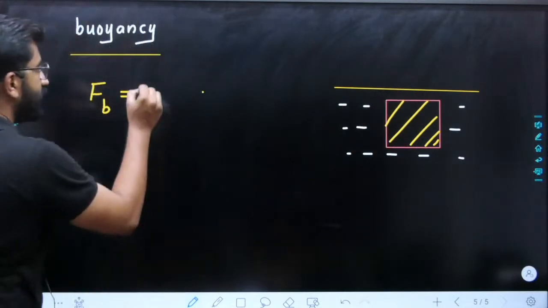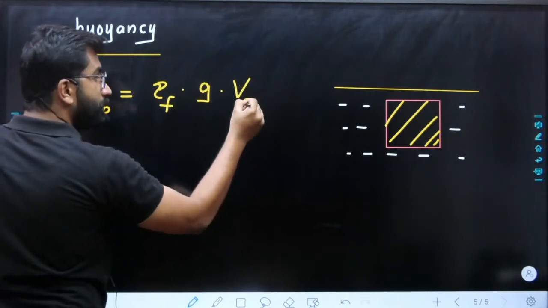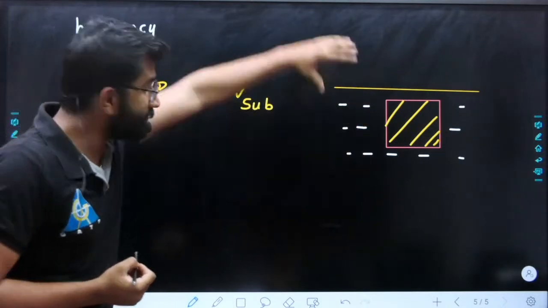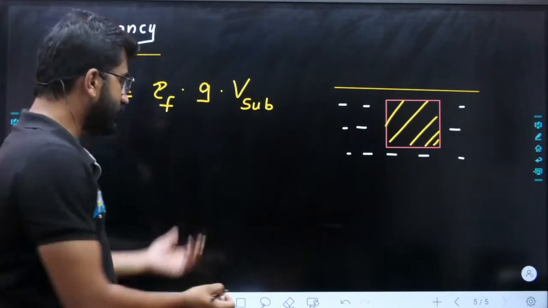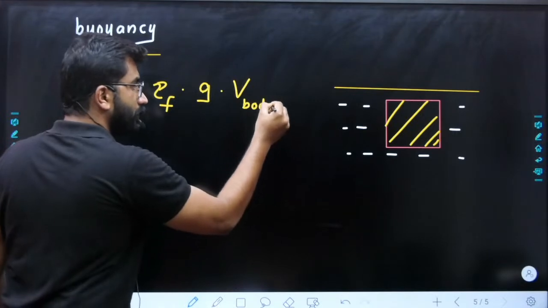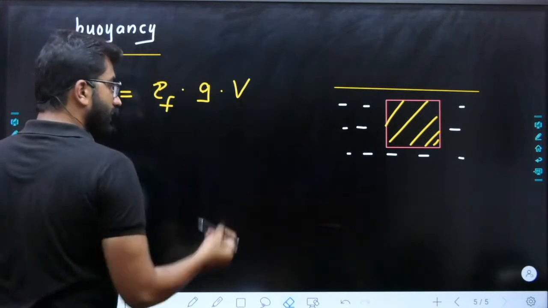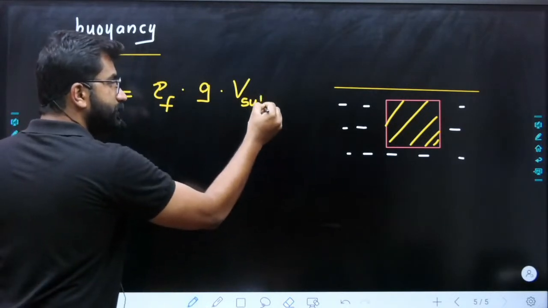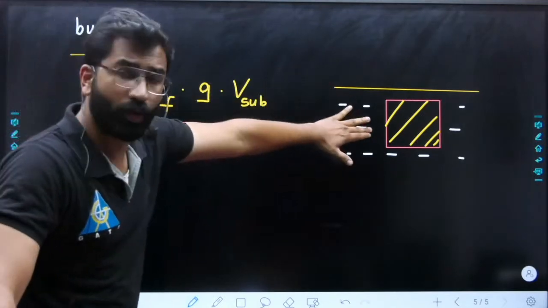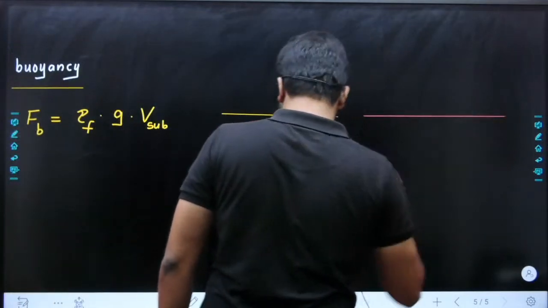Clear? So your equation will always be density of the fluid, g, into submerged portion of the body. Now in this case it is completely submerged, so this will become the volume of the body. So always remember, this will always be the submerged portion of the body. Why are we always writing submerged portion of the body? The reason is, ये case के लिए भी applicable है. This equation is applicable to this case as well as this case.